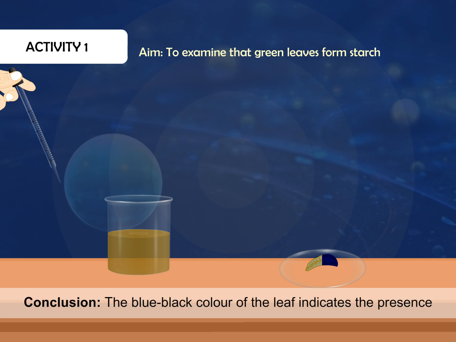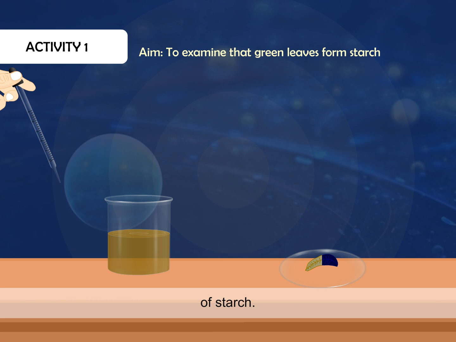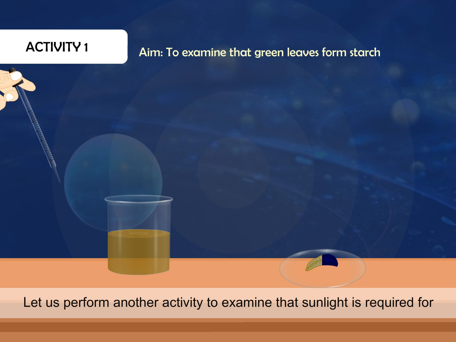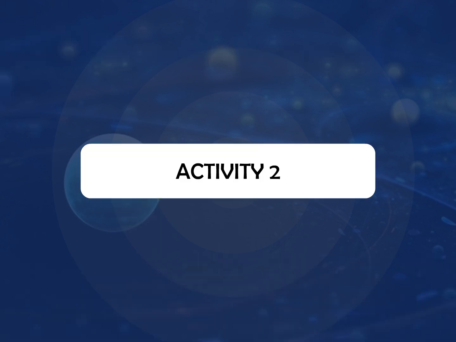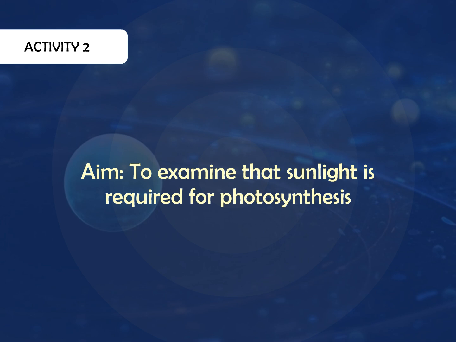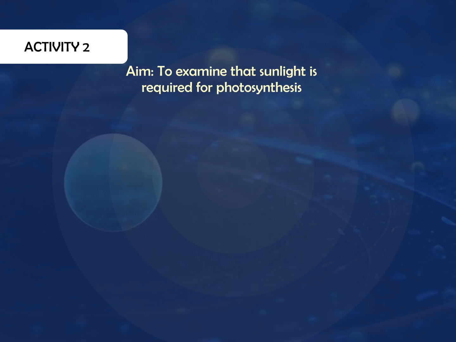Conclusion. The blue-black color of the leaf indicates the presence of starch. Let us perform another activity to examine that sunlight is required for photosynthesis. Activity 2. Aim: to examine that sunlight is required for photosynthesis.